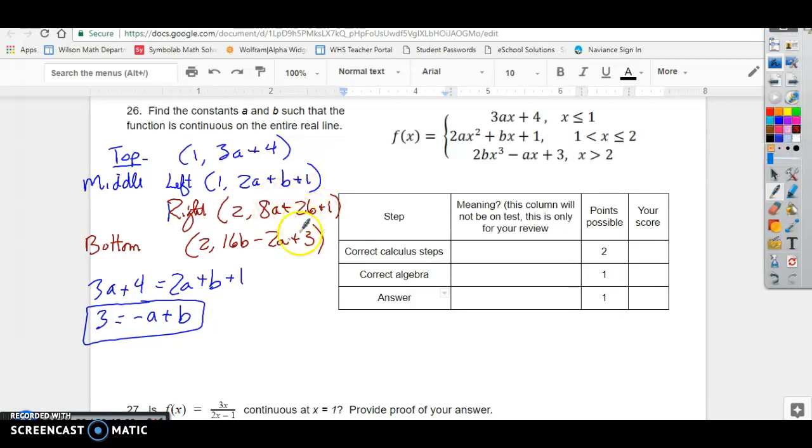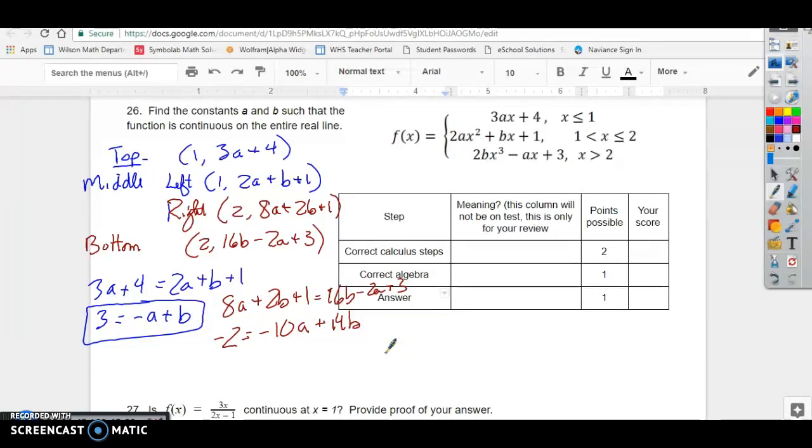Let's get the two red ones set equal, because the y values need to be the same. This is 16b minus 2a plus 3. So I'm going to move all my numbers over here. This will be negative 2. This will be negative 10a and 14b.